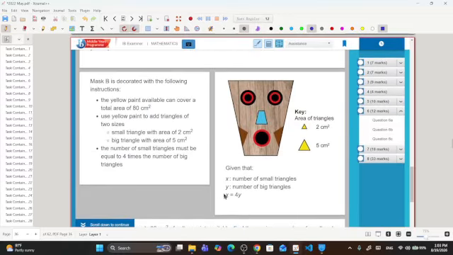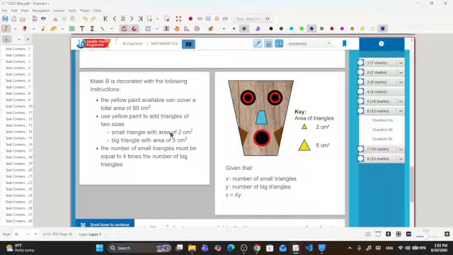Okay. Mask B is decorated with the following instructions. Let's try to read this question in a little bit more detail. Decorated with the following instructions. The yellow paint available can cover a total area of 80 centimeters square. Use yellow paint to add triangles of two sizes.